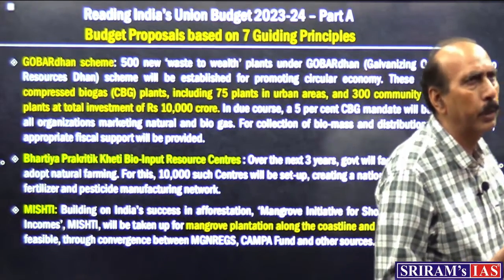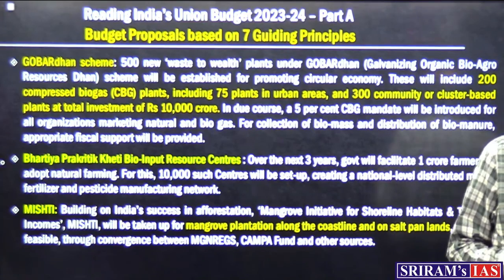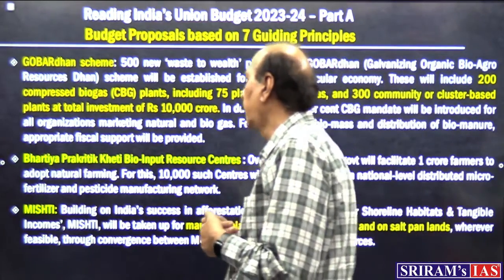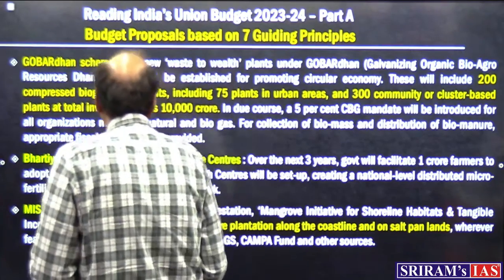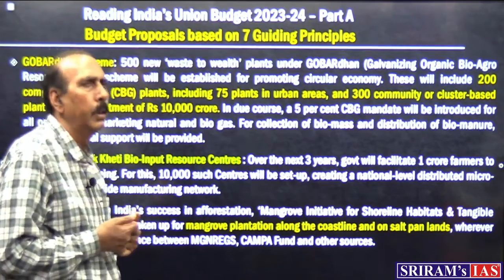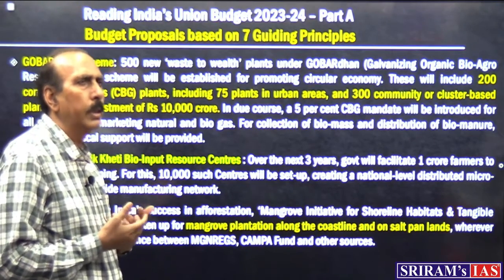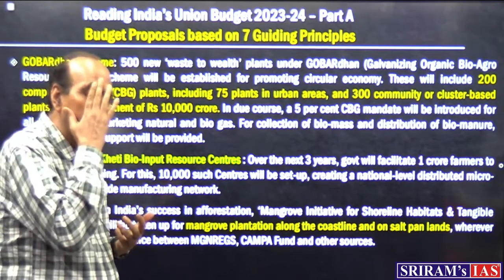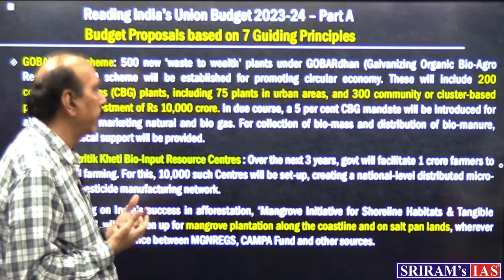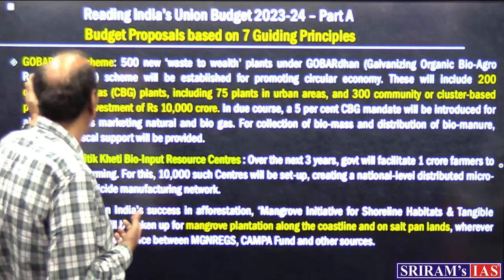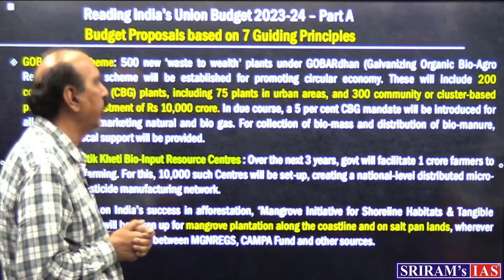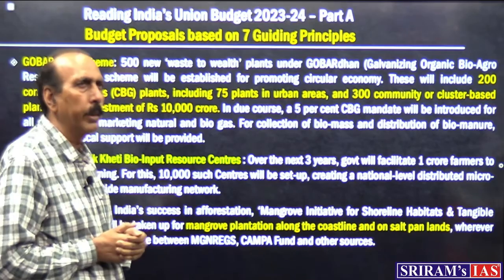In agriculture, particularly in agriculture or in the urban areas also. Therefore, the agri waste can be used for creating the biogas program, and can be created the energy waste to energy program. Therefore, to promote this, government is planning to set up 500 new waste to wealth plants under this scheme.